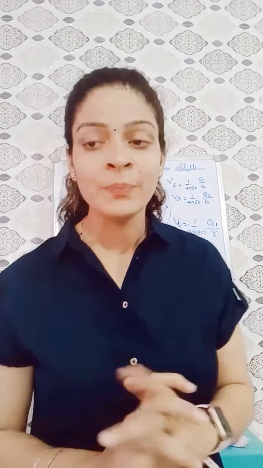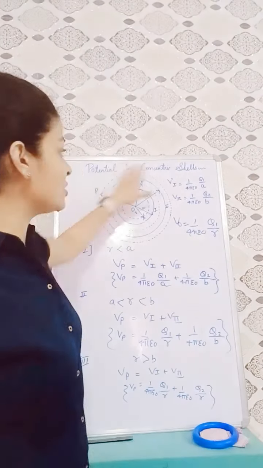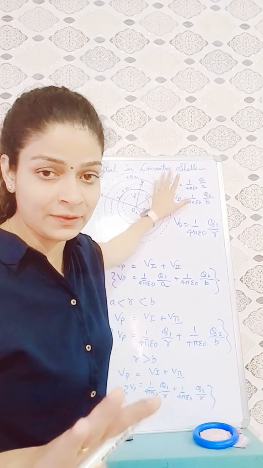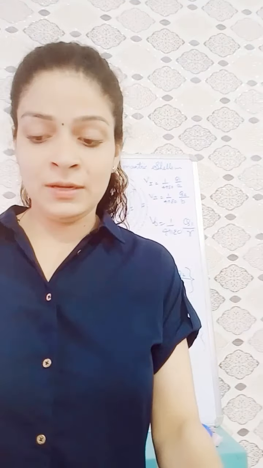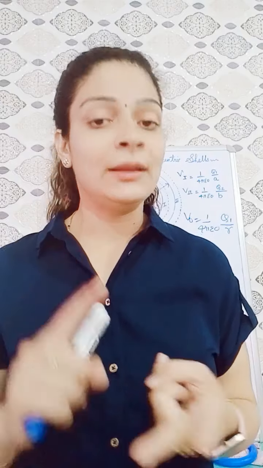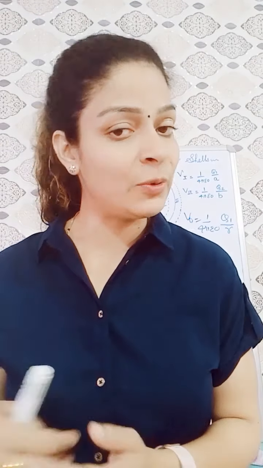Now here we are going to discuss the potential in the concentric shells. So we'll discuss the three cases here. For this we have considered the two shells. The radius of the first shell is small a and the radius of the second shell is small b. q1 charge is distributed on the first shell while q2 charge is distributed on the second shell.